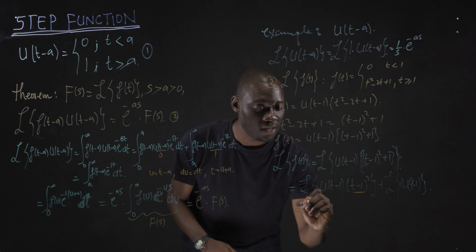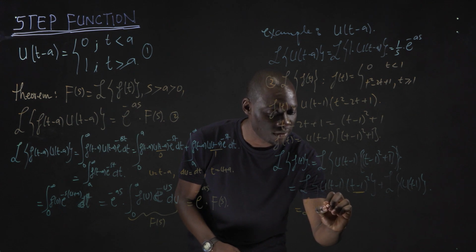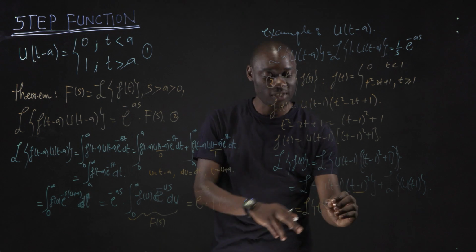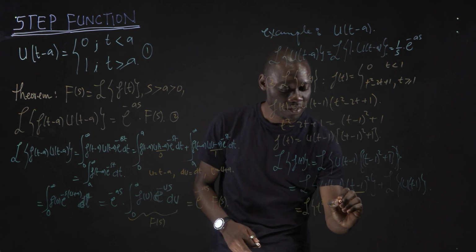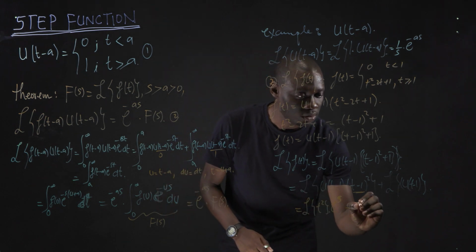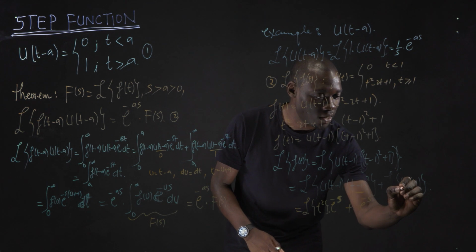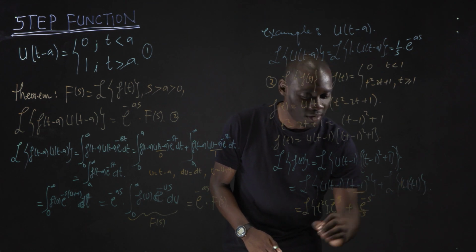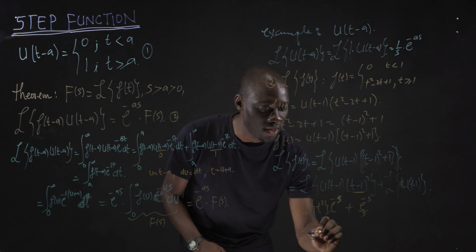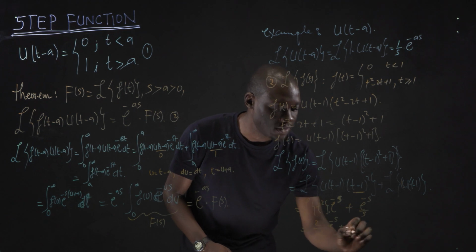So this will give me the Laplace transform of t squared, and because a is 1, I will have e^(minus s). So the Laplace transform of t squared is 2 over s cubed times e^(minus s).